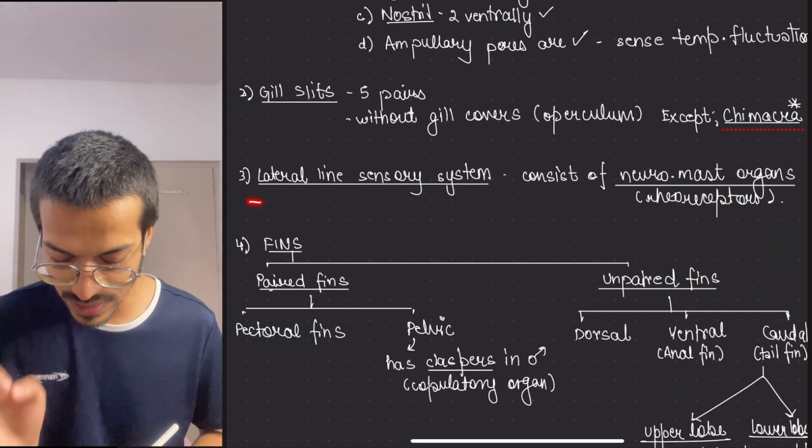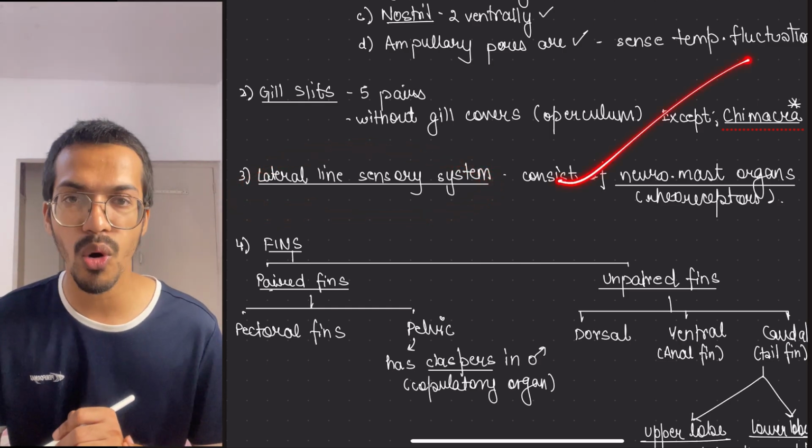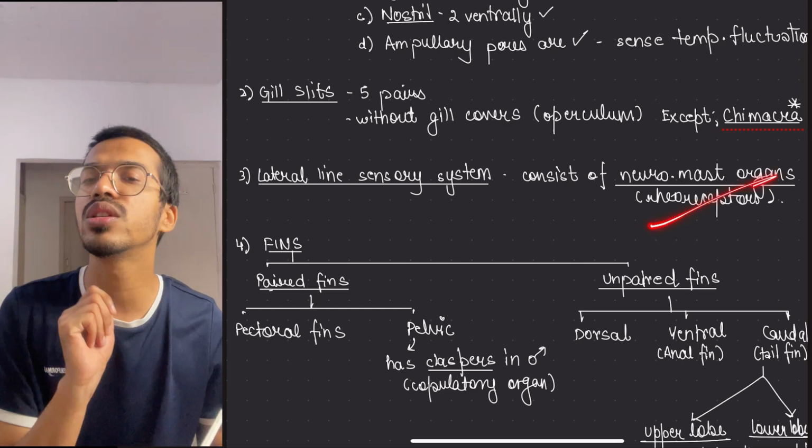Then lateral line sensory system is present. I told you that, which has what? It has neuromast organs, which is what? Rheoreceptors, which sense the change in the water current.